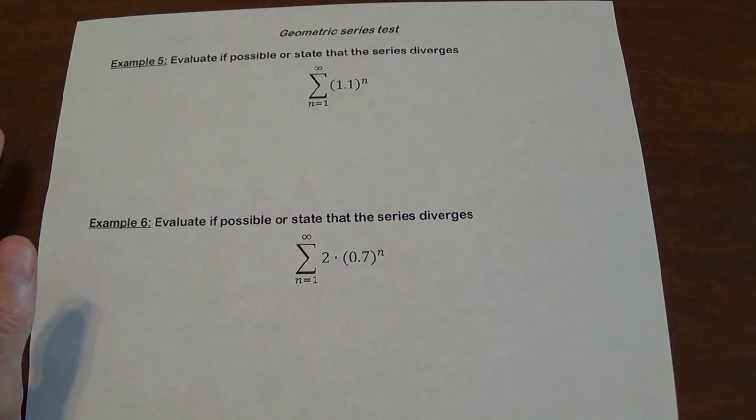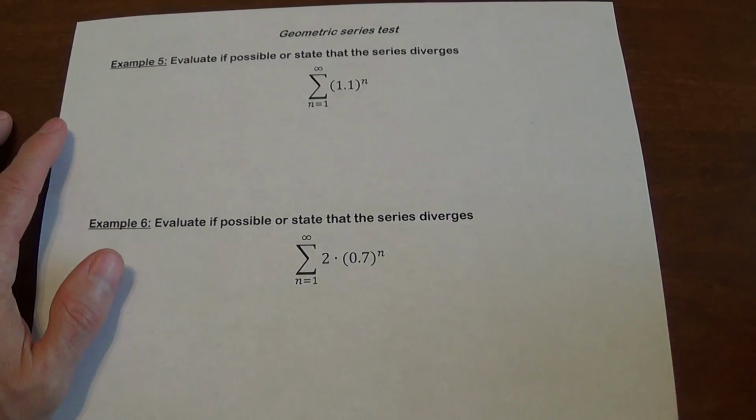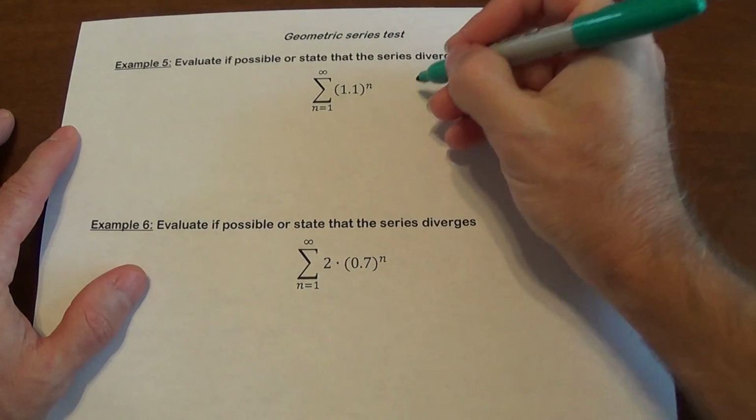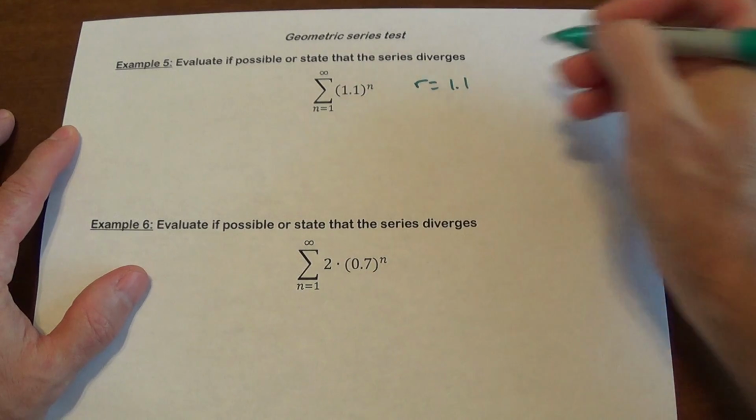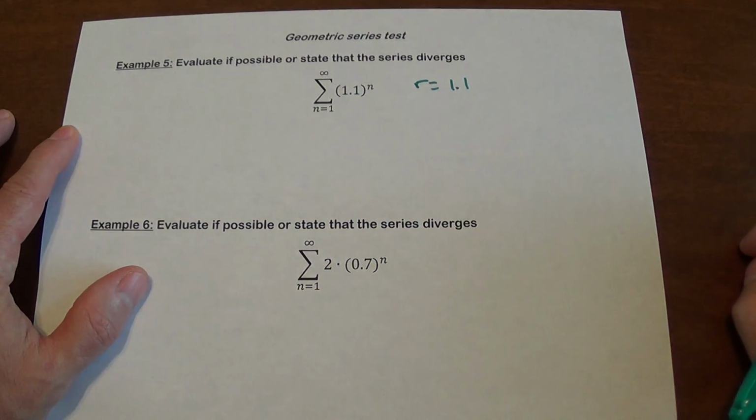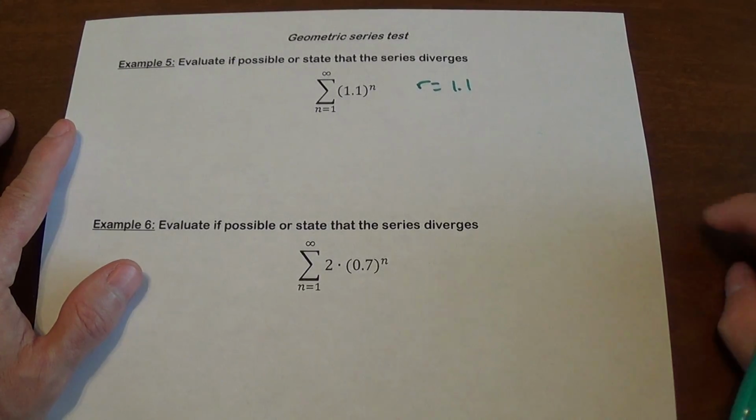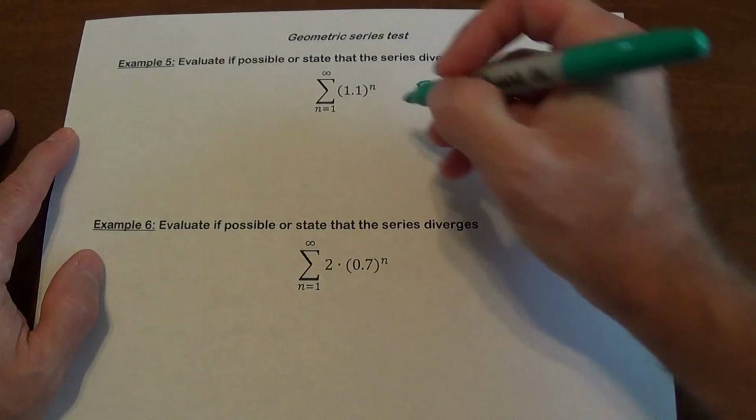A couple more problems. Here we have decimals involved, but it's going to work the same way. Here the common ratio is 1.1. That number, even with the absolute value, is greater than 1, so it's going to diverge.